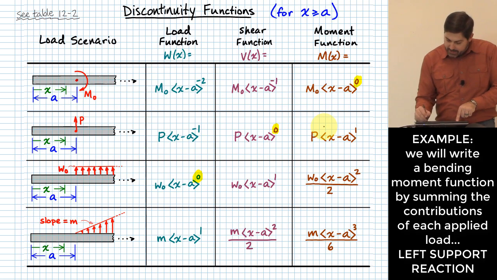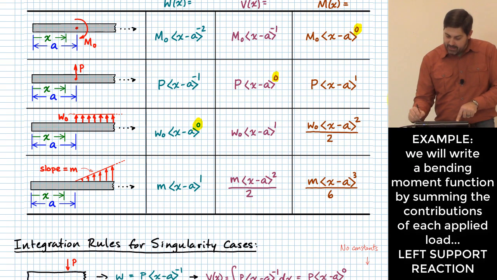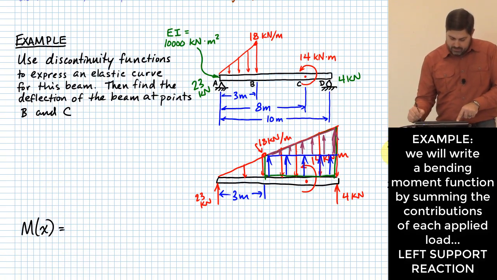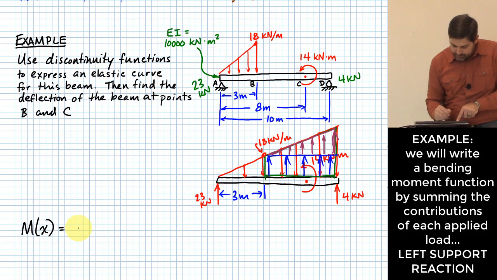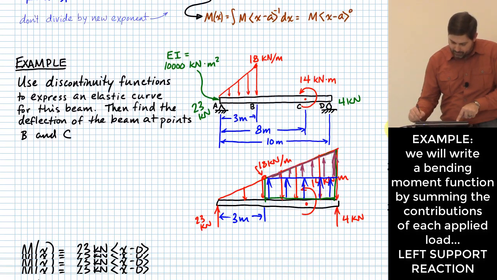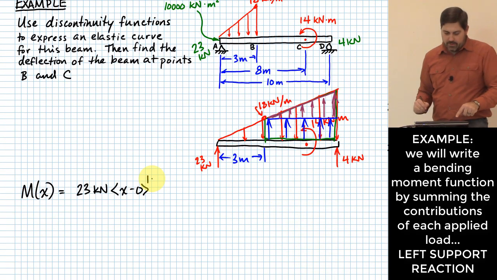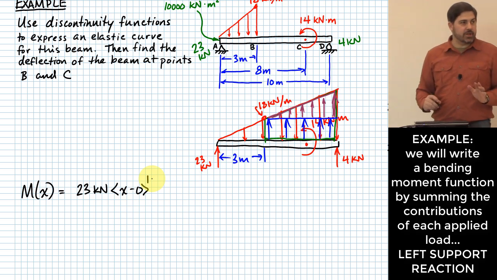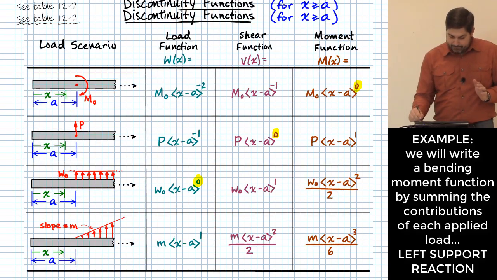And we are trying to get this moment function. So that means I'm going to take whatever that value is, 23 kilonewtons, and multiply by this (x minus a), where a is actually 0. So 23 kilonewtons. Now, let me do this real quick. I'll do (x minus 0), and then what was this raised to? To the first power.